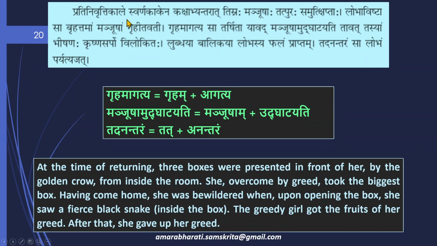Prati nivritti kale. At the time of returning, Swarna Kakena kakshabhyantarat tisraha manjushaha tatpuraha samudkshiptaha. 3 boxes were presented in front of her by the golden crow from inside the room. Kakshabhyantarat, from inside the room. Lobhavishta sa. She, overcome by greed, brihattamam manjusham grihitavati, took the biggest box.